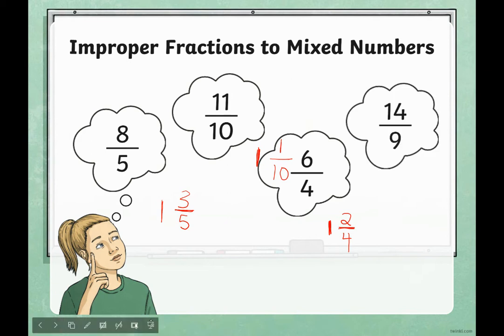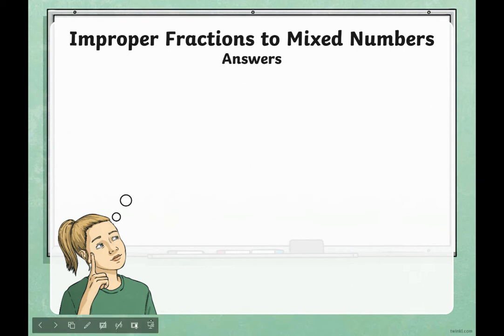And here we have 14/9. 9 goes into 14 once. Denominator stays the same. And then we can count up 5 remaining. Okie dokie, let's check our answers.